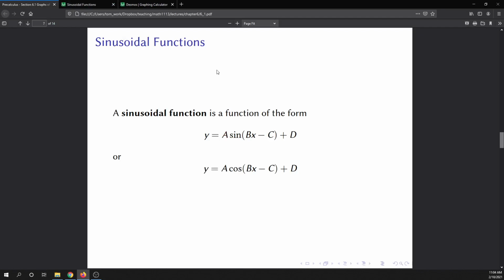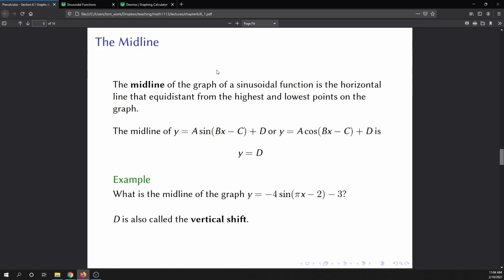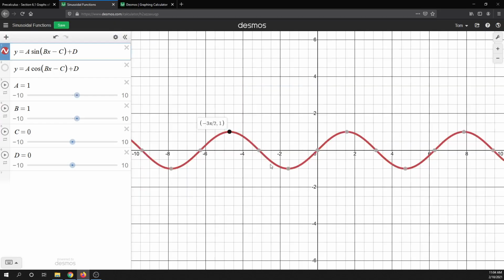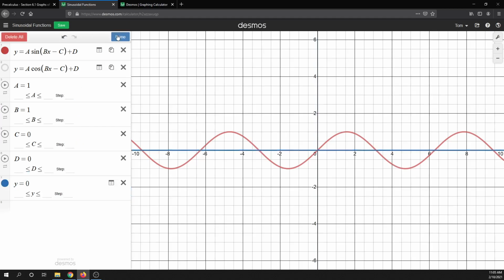So the first thing that I want to talk about is the midline of the graph. The midline of the graph is the horizontal line that is equidistant from the highest and lowest points on the graph. For these sinusoidal functions, there are some high points and some low points on the graph, and so the midline would be the line that is halfway in between those. For instance, in this one, the high points are at 1, the low points are at -1. Halfway in between would be at 0. So, oops, it's y equals 0. Sorry. And so the midline would look like this.